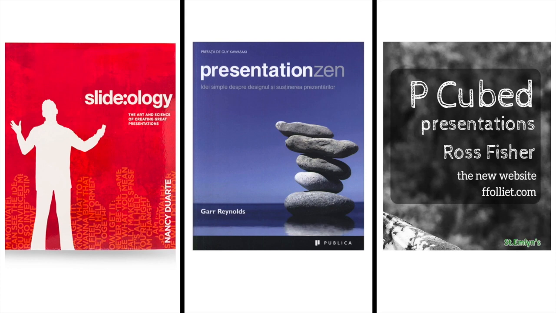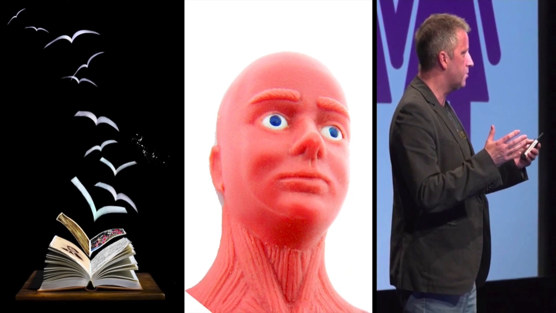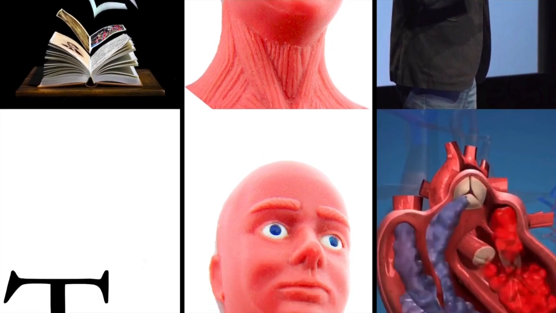Also, the P-Cubed presentations. This was covered on MRAP last year by Ross Fisher, and he has a website that goes through his method for deciding how an effective presentation is made and the components of that presentation. And what he touches on is that there are three main components to a presentation. There's the story, there's the media, and then there's the delivery. So today we're going to focus mainly on the media.